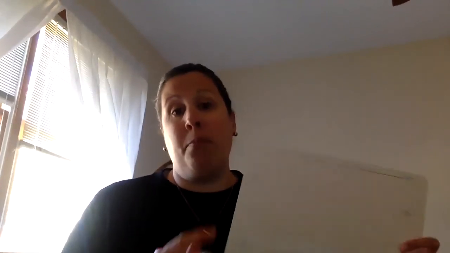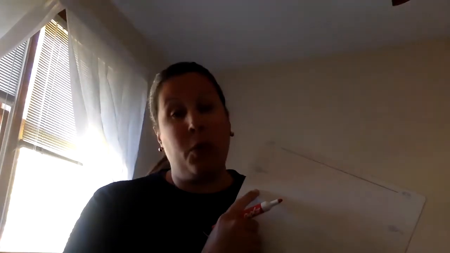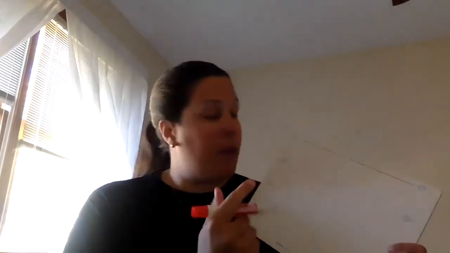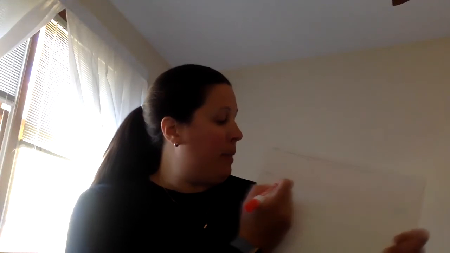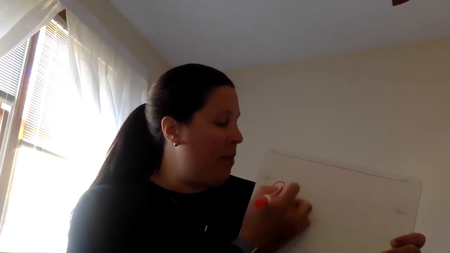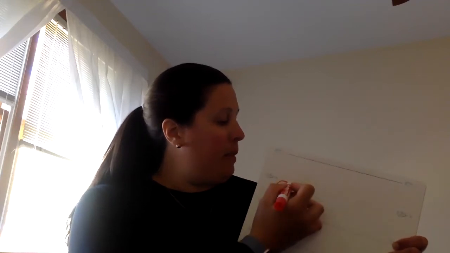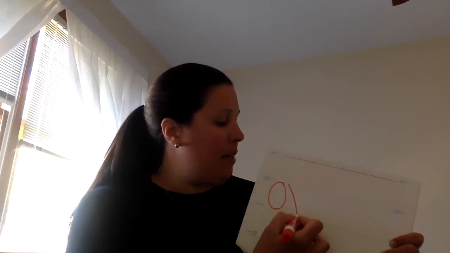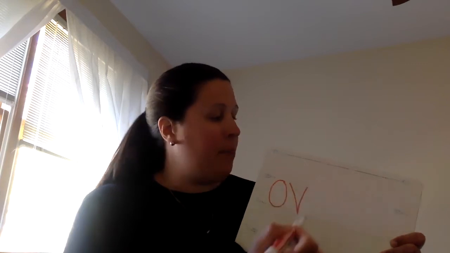Our next word is over. All of these letters in the word over are between the plain line and the grass line. We know O is a plain line round letter. Plain line round to the grass line, round back up. A V is a plain line slanty letter. Down, back up, ends on the plain line.